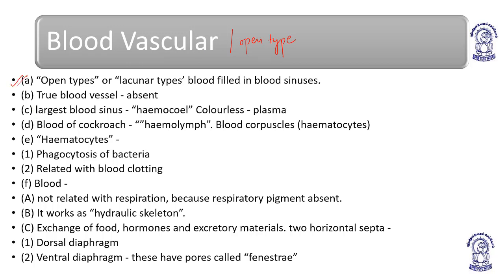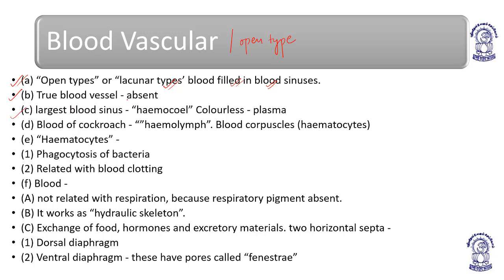Open type of blood vascular system, or lacunar type. Blood is filled in the blood sinuses. In the open type, the blood is filled in open spaces, and these open spaces are known as what? Blood sinuses, right? Second point, true blood vessels are absent. There are no true blood vessels present.